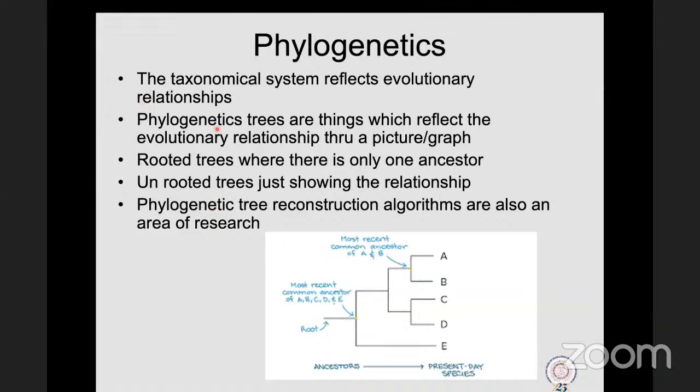So the tree reflects the evolutionary relationship through a picture or graph, and this is the rooted tree. It will tell whether the ancestor is present or not. There is another type of tree called an unrooted tree, where you are not able to find out the ancestor.